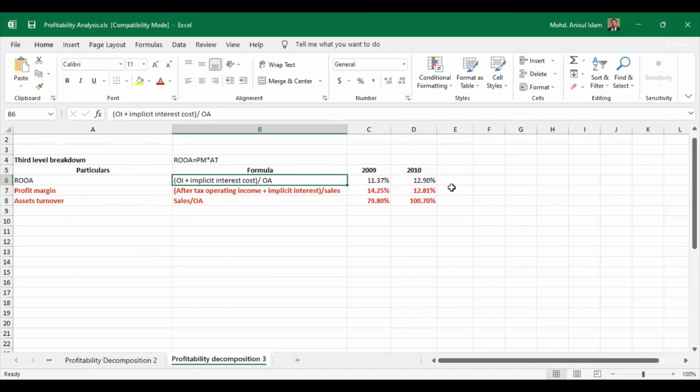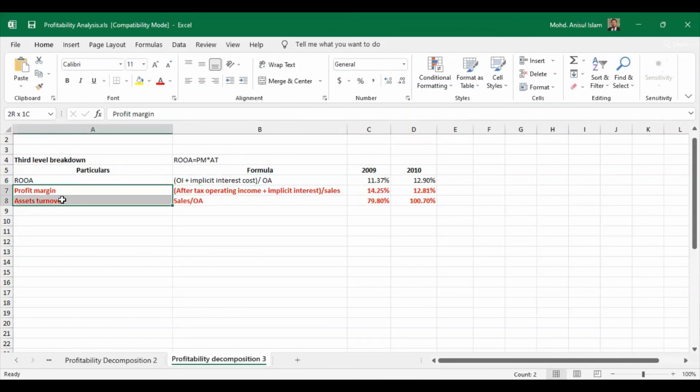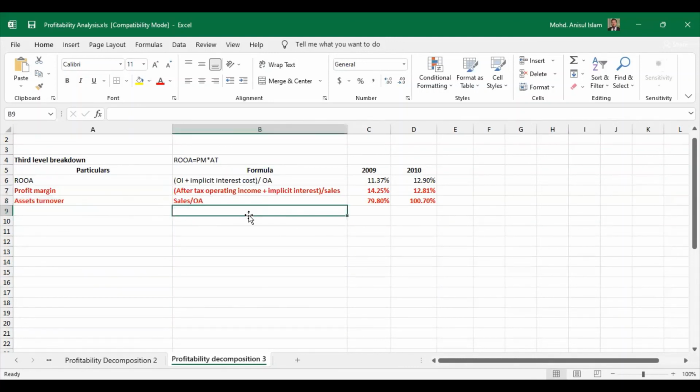We already made this calculation in the level 2 breakdown, so we are not showing it here. We need to calculate the profit margin and asset turnover. These ratios are more familiar to us from the viewpoint of decomposition of profitability, but you will see some differences. Let me explain. Say, the asset turnover. Let me calculate it here.